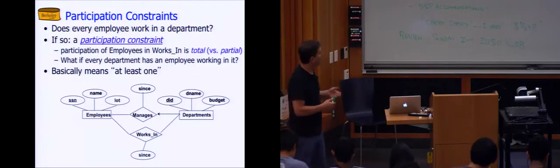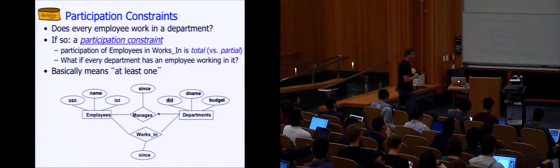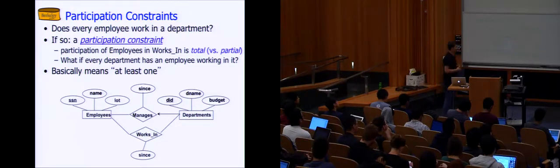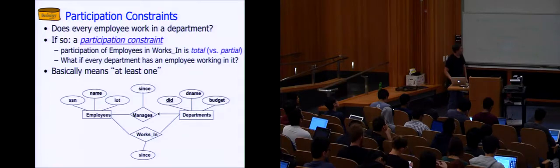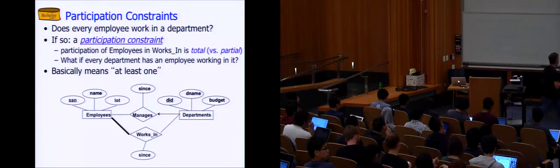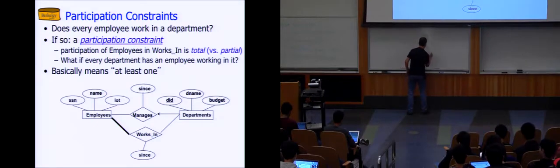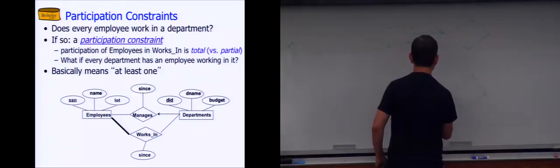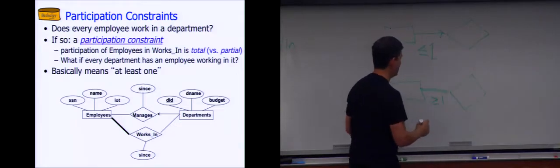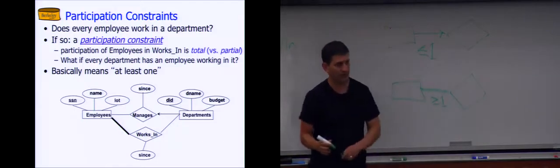So a question like, we want every employee to work in some department. So every employee must participate in the works-in relationship set. And to do that, we'll draw these thick edges. That's the graphical language we'll have. So a thick edge between an entity set and a relationship set means greater than or equal to 1 participation. Every item here participates at least once in the relationship set.